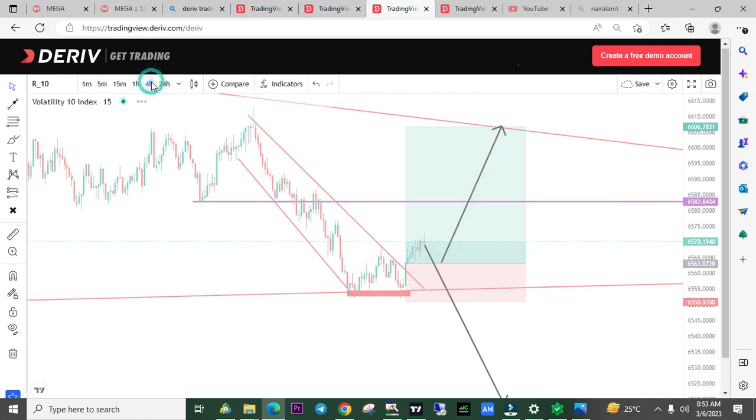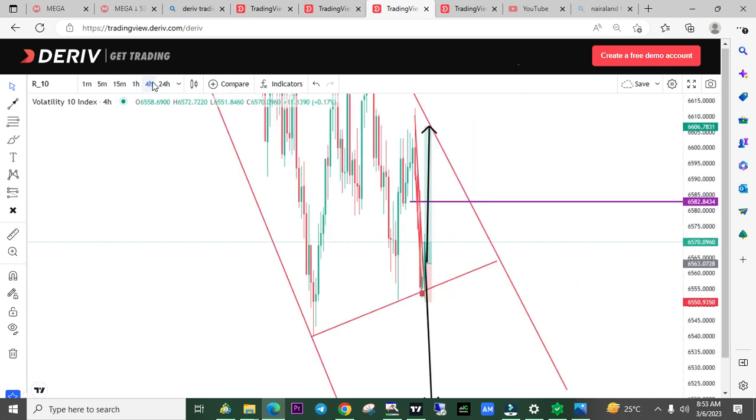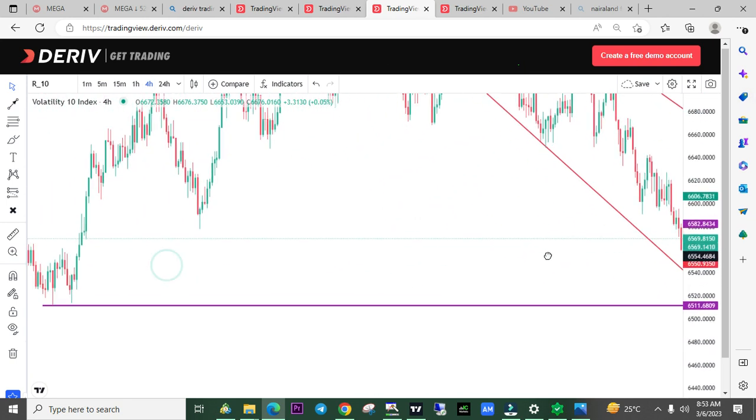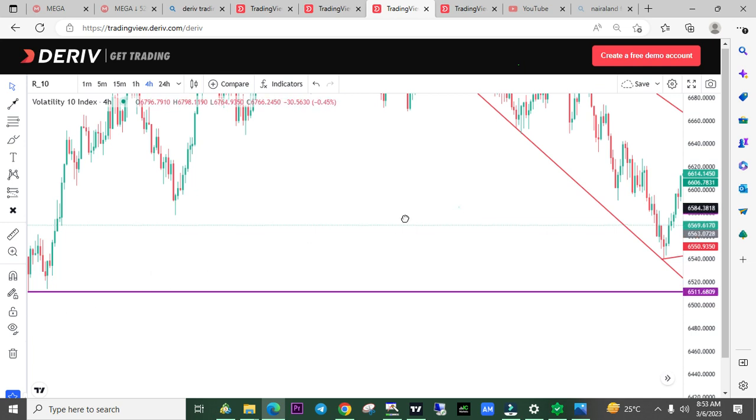So if I still go up to 4 hours, you are going to see that I'm using the same setup, the same thing. So you see from here, I mark out the low from what you can see here. This is the lowest point from here.